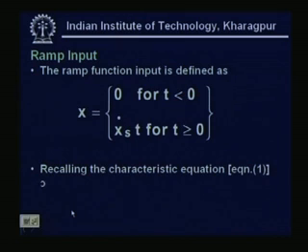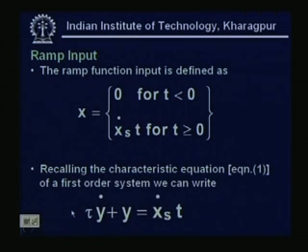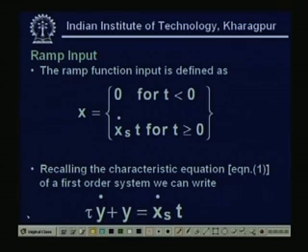Recalling the characteristic equation, equation 1 of the first order systems, we just replace x by x_s dot into t, where x_s dot means dx_s by dt. So, tau y dot plus y equals x_s dot into t. This is our first order differential equation for ramp input. We will solve this equation and see how the response will come, and how the error in the measurement system will come.